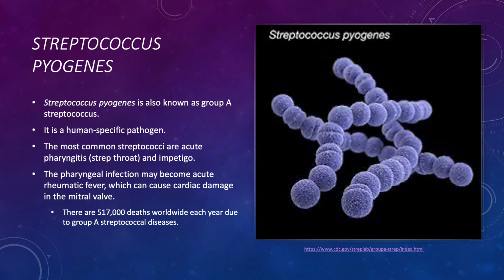So what is Streptococcus pyogenes? Streptococcus pyogenes is also known as Group A Streptococcus. It is a human-specific pathogen. The most common streptococcal infections are acute pharyngitis, strep throat, and impetigo. The pharyngeal infection may become acute rheumatic fever, which can cause cardiac damage in the mitral valve. There are 517,000 deaths worldwide each year due to Group A streptococcal diseases.